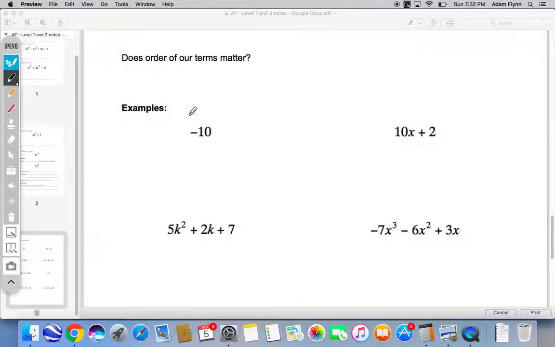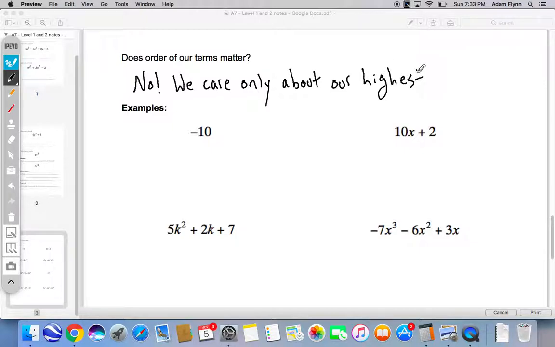So our last question, does order of our terms matter? No, it doesn't. We care only about our highest power. So that concludes A7 naming polynomials. Move on to A7 naming polynomials examples, where we will go over some examples of these.